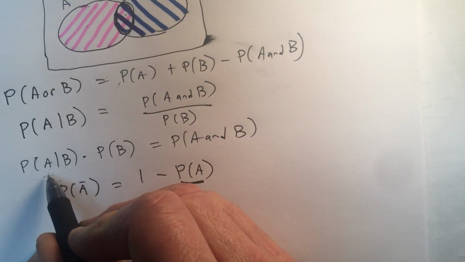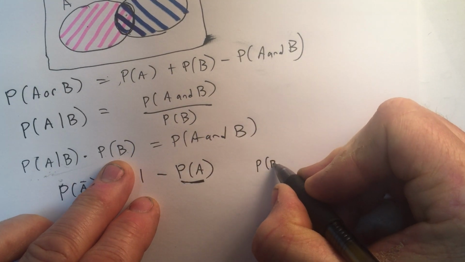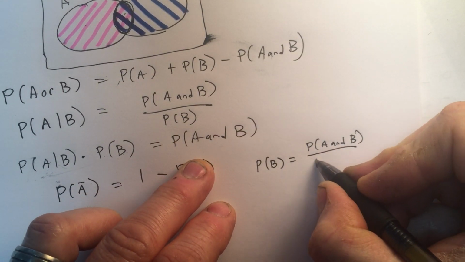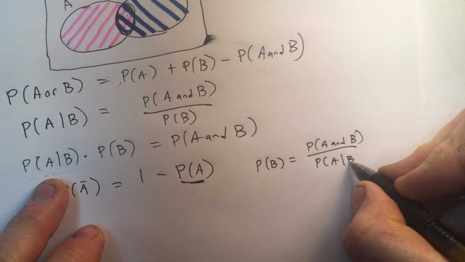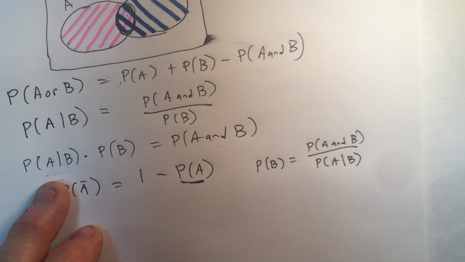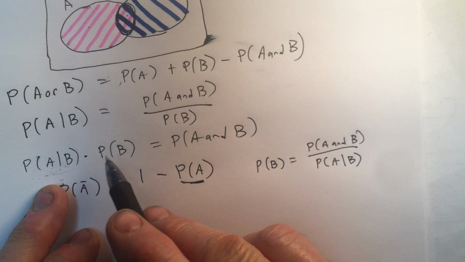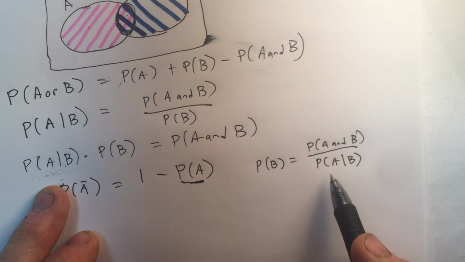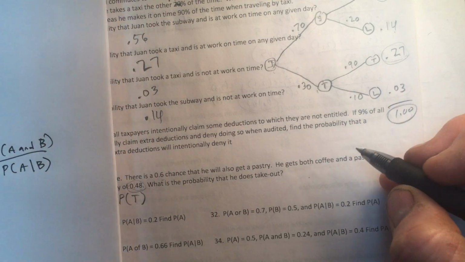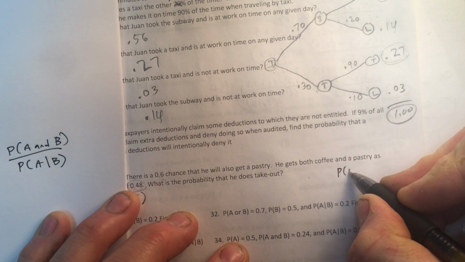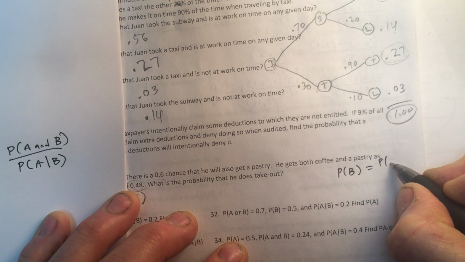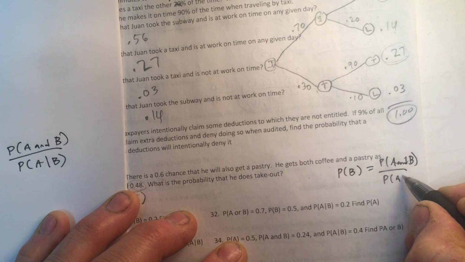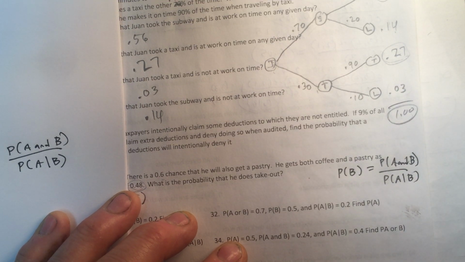If I divide both sides by this thing right here, that means the probability of B is going to equal the probability of A and B divided by the probability of A given B. So I just divide both sides by this, and I get the probability of B equals the probability of A and B divided by this probability of A given B. Now I'm going to transfer that onto this paper here. Probability of B equals the probability of A and B divided by probability of A given B.